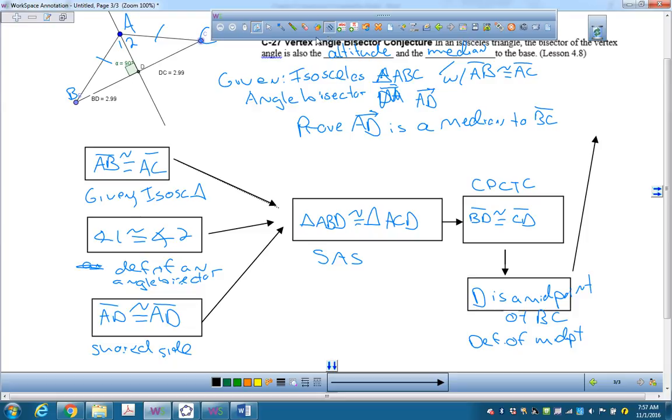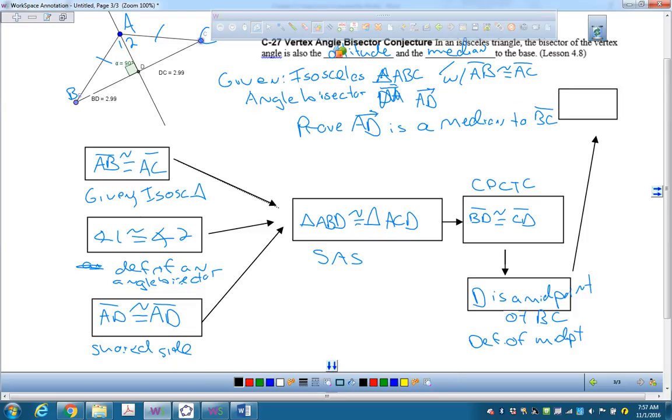Okay, I'm going to do another little box here. And I'm going to say, therefore, BD, or AD, right? AD is a median, and that's definition of a median. Do you follow what I did?